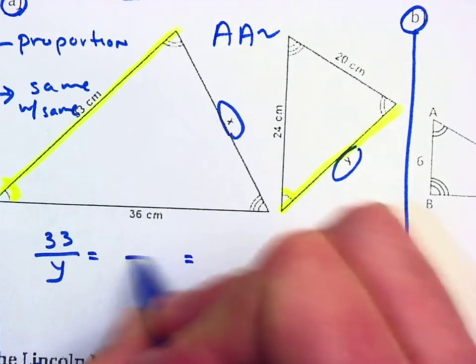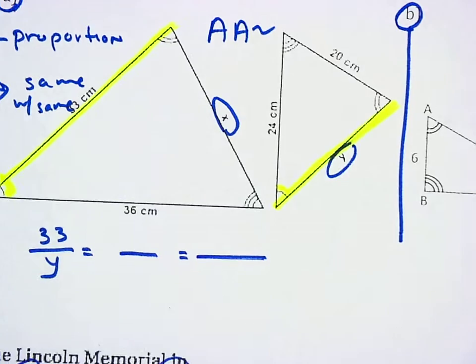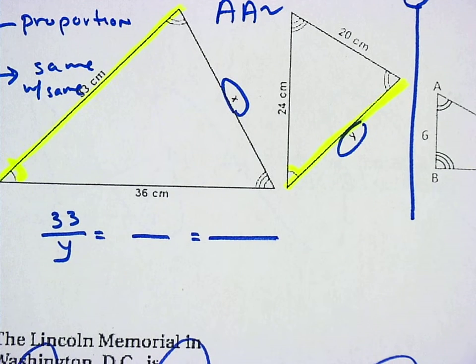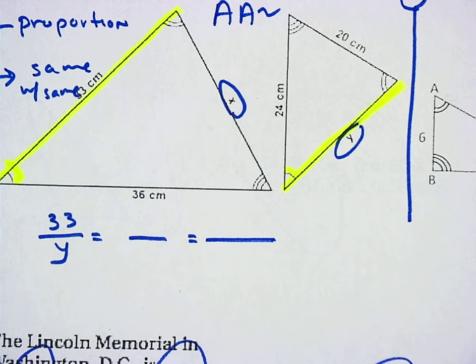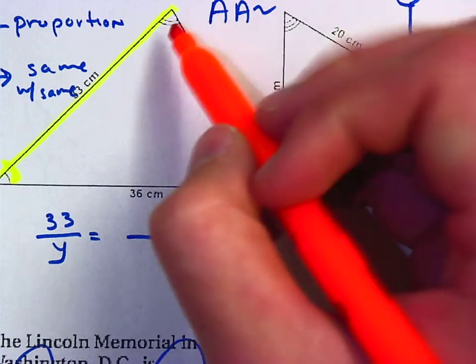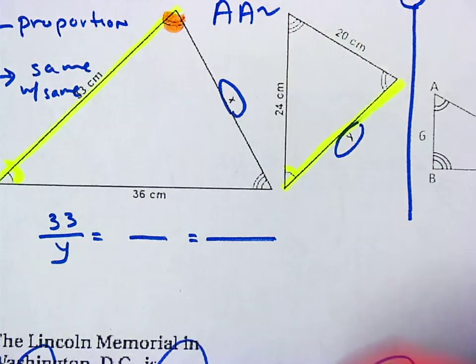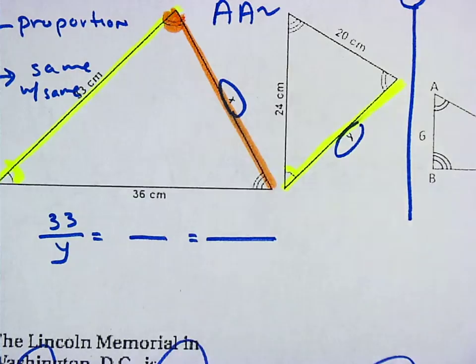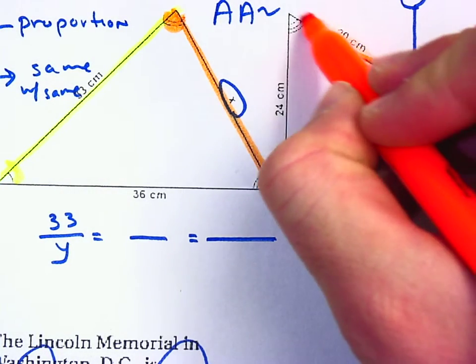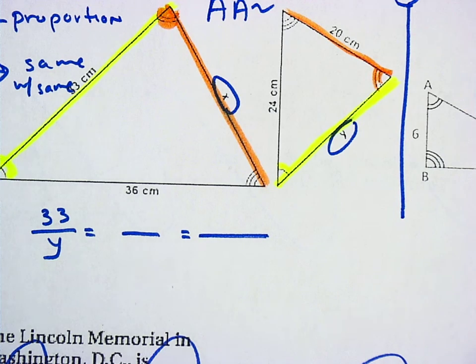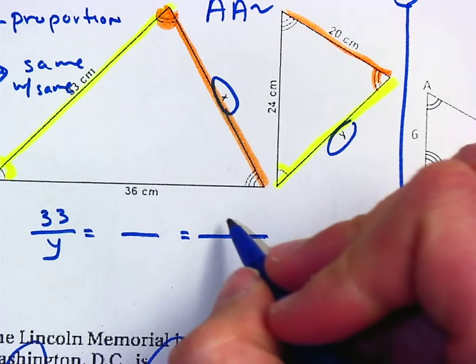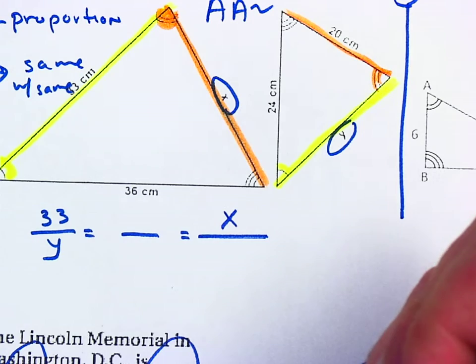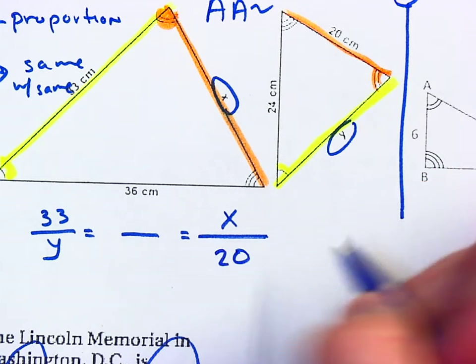Well, I know I have three sides, so I'm going to need three total ratios. Let's look at the next angle. It has two congruency marks, and it shares a side with the angle that has 3. This one also has two congruency marks, and shares a side with the angle that has 3. Well, on the left, that side is x. On the right, that side is 20.